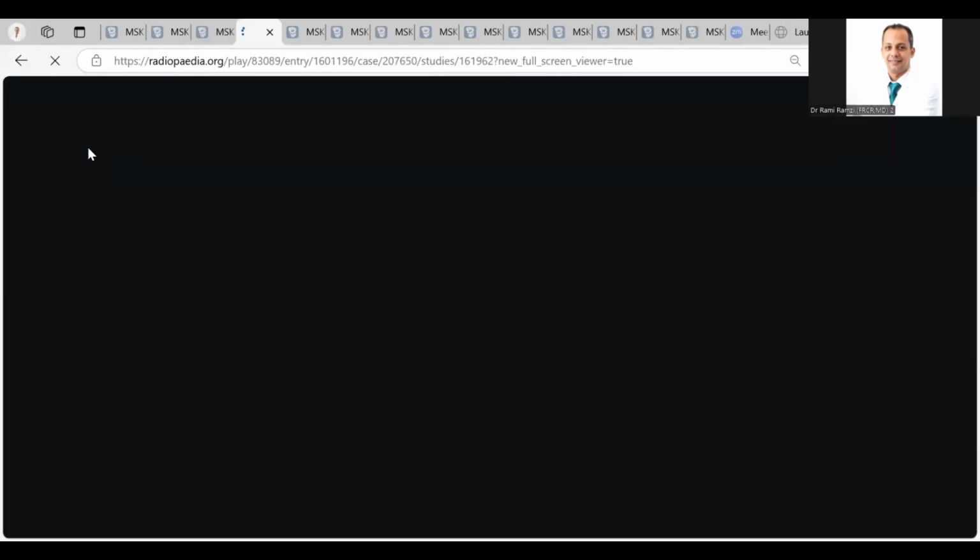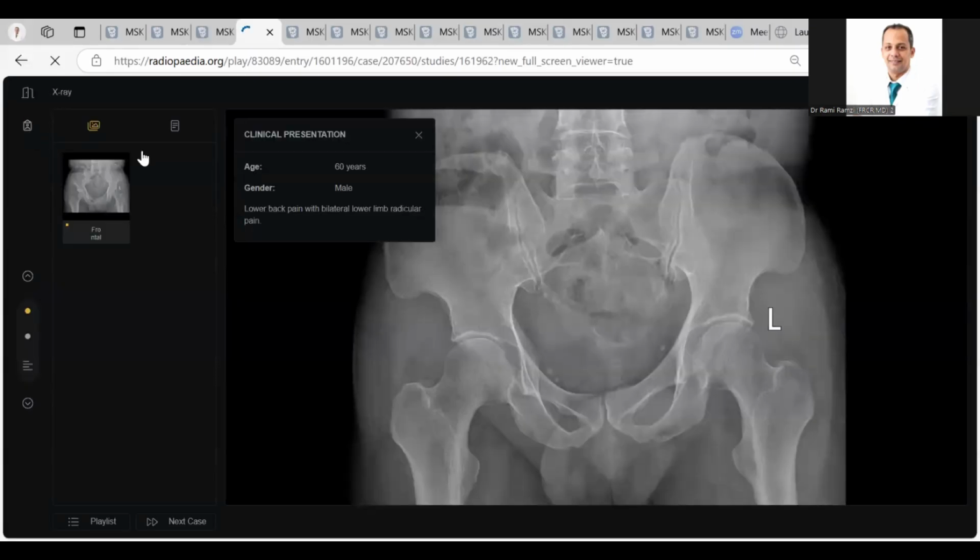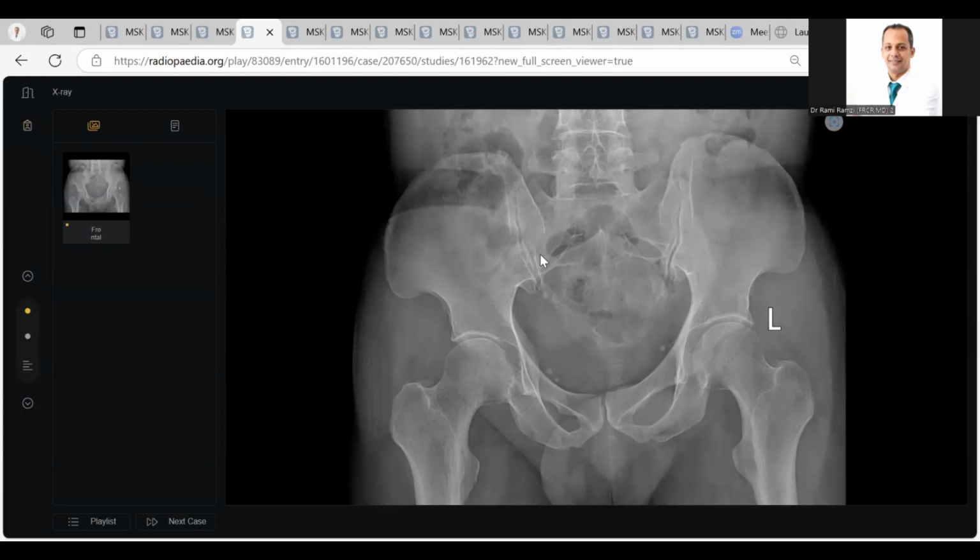Okay, Dr. Roshi. 6 years old male patient complaining of lower back pain and bilateral lower limb radicular pain. I have been provided with a frontal radiograph of a skeletal major patient who presented with a complaint of radiculopathy. Looking at the radiograph, I can see that the bilateral hip joint appears normal, bilateral sacroiliac joint appears normal. There is an abnormal lucency noted within the region of the sacrum.